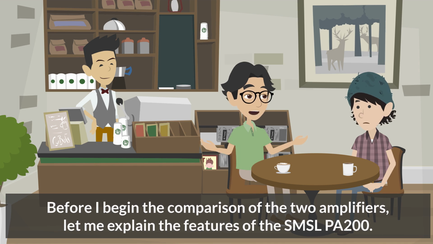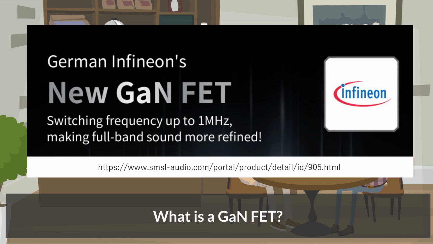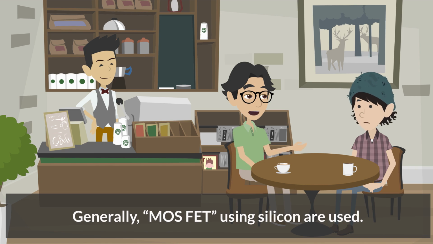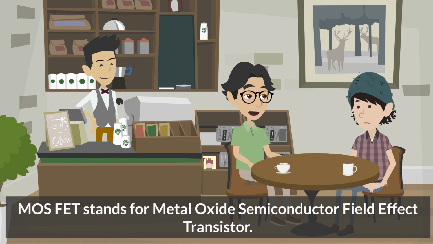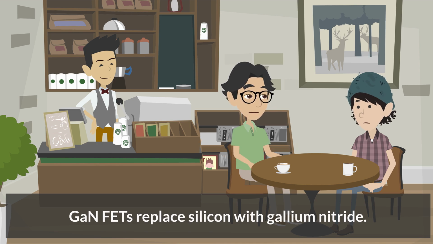Before I begin the comparison of the two amplifiers, let me explain the features of the SMSL PA200. The main feature of the PA200 is the use of GaN FET. What is a GaN FET? A GaN FET is a FET that uses gallium nitride. Generally, MOS FET using silicon are used. MOS FET stands for metal oxide semiconductor field effect transistor. FET are like switches that electronically control the flow of electricity and are widely used in audio amplifiers and other electronic devices. GaN FETs replace silicon with gallium nitride.